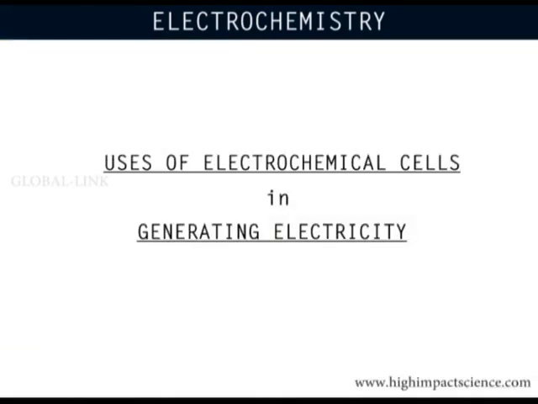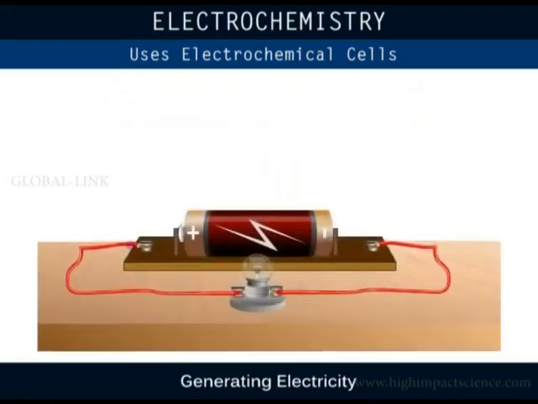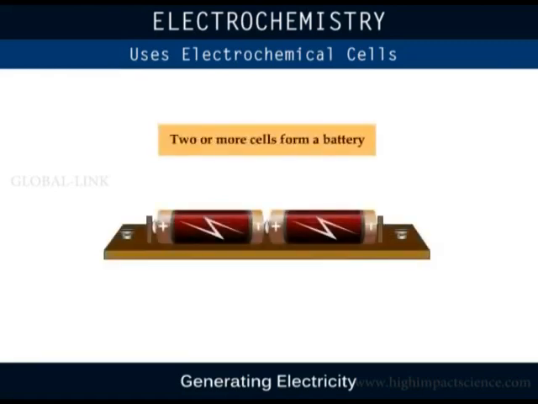Now, uses of electrochemical cells. Electrochemical cells are used for generating electricity. For example, a dry cell is the simplest unit for generating electricity. It does so from chemical reactions and pumps electrons through wires. 2 or more cells form a battery.